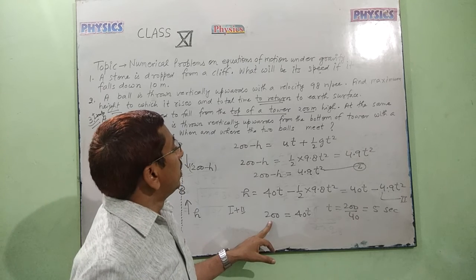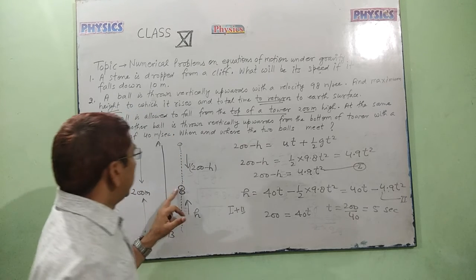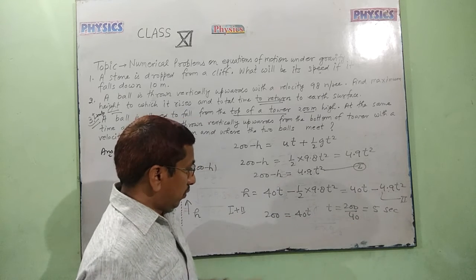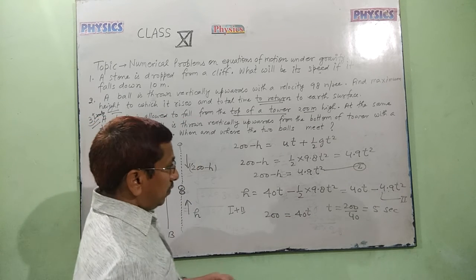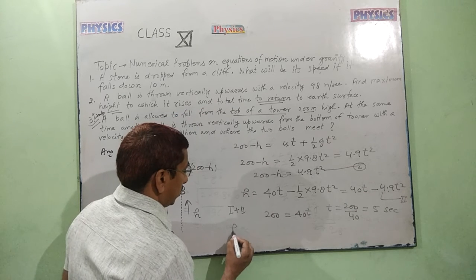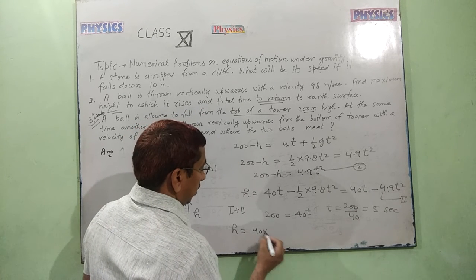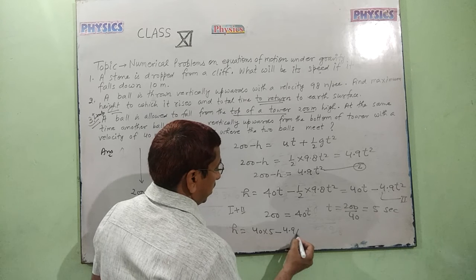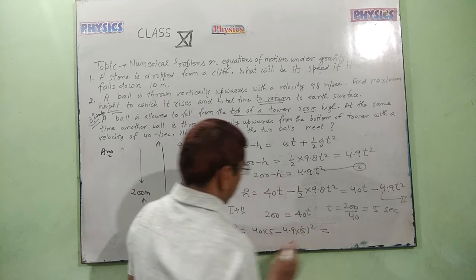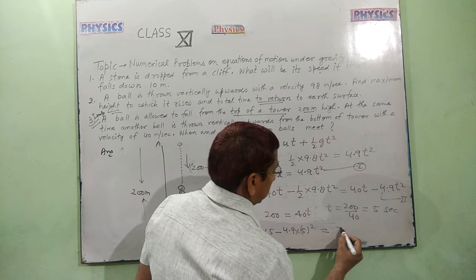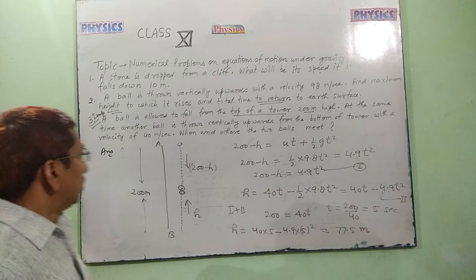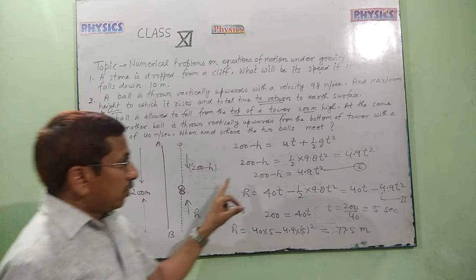If you want to find out the value of height, at which height these two balls will meet, we can put the value of this t in any equation and we can find out the value of h, like 5 here and 5 here from the second equation. So h is equal to 40 into 5 minus 4.9 into 5 square. You will get 77.5 meter. So this is the important question and you can solve like this.